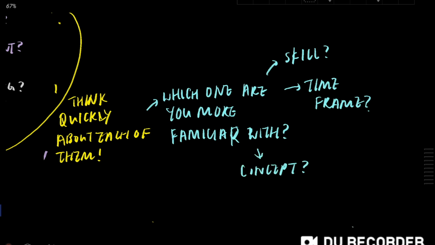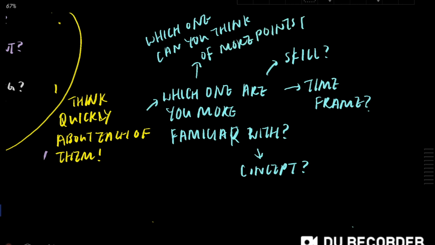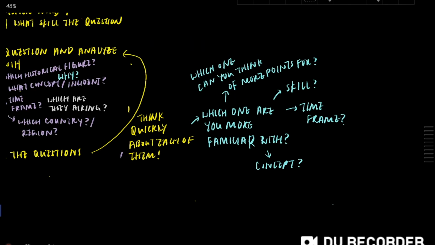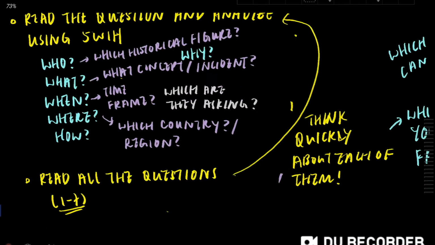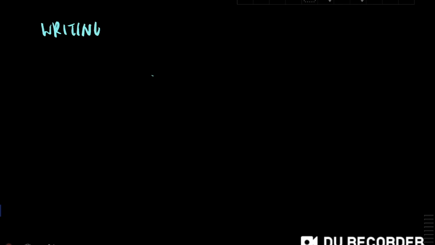So we need to think about the skill, time frame, and concept, and whether we are confident and also familiar with these things asked in the question. So this is very important that you need to read all questions beforehand, so to make a thorough consideration on which questions you would like to pick to answer. On the writing itself, I have also several tips for you.